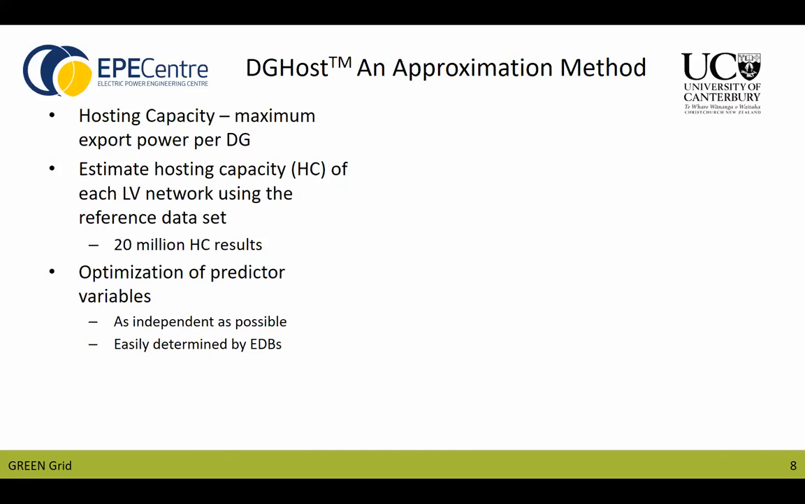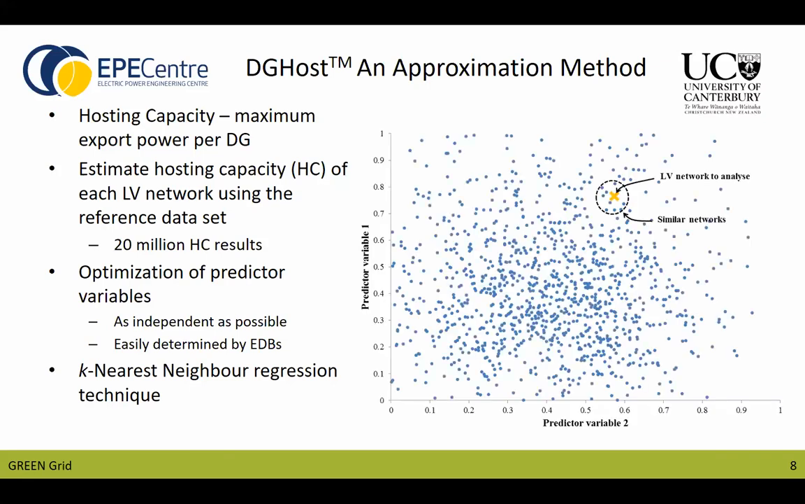So a number of different predictive variables were optimized, and the idea was to get them as independent as possible and also easily determined by EDBs to make it useful. We ended up with 4 different predictive variables, and then we used a k-nearest neighbour regression technique. And I'll just explain that by using a picture.